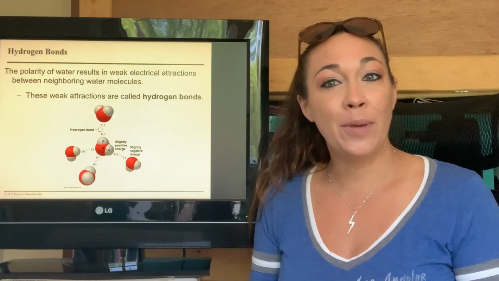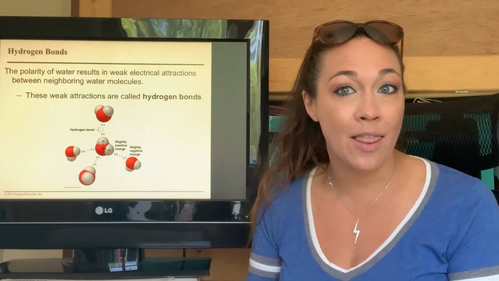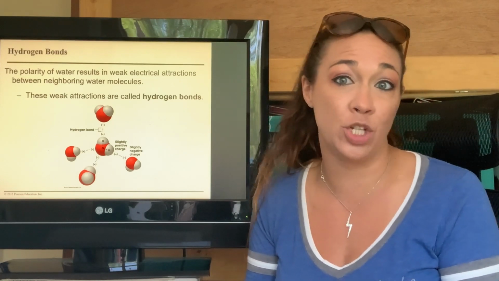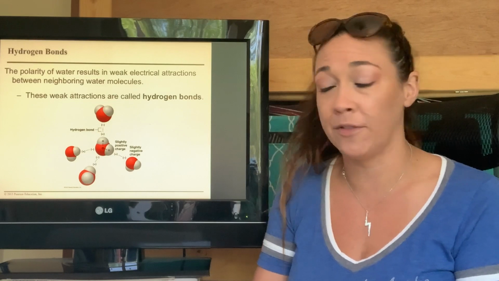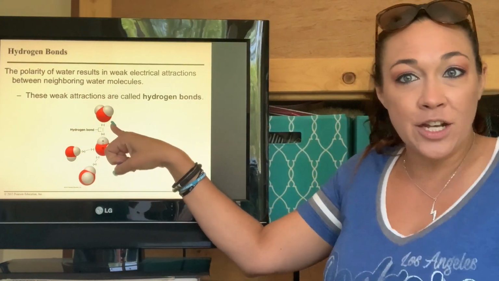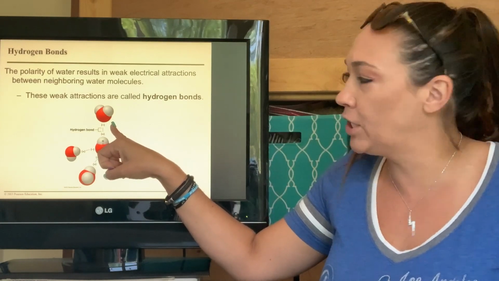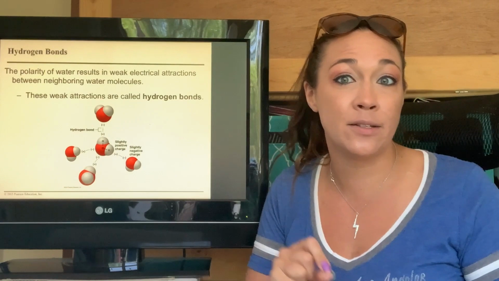Now, because we have a positive end and a negative end, just like a magnet, they're going to be attracted to the opposite charge. Positive is going to be attracted to negative. Negative is going to be attracted to positive. So what we can see right here is this is the negative end, that negative end of the oxygen molecule. It's actually going to be attracted to the positive end of an adjacent water molecule.